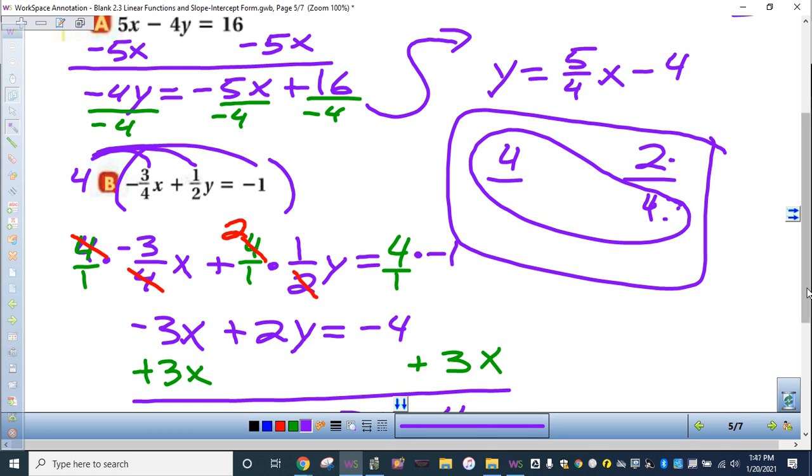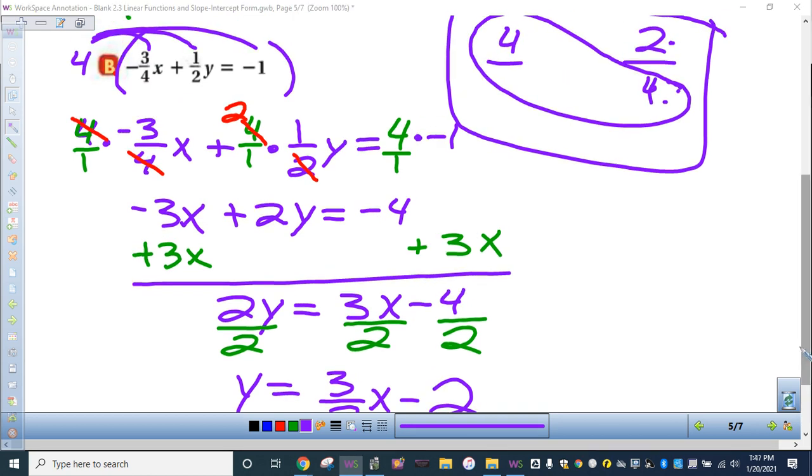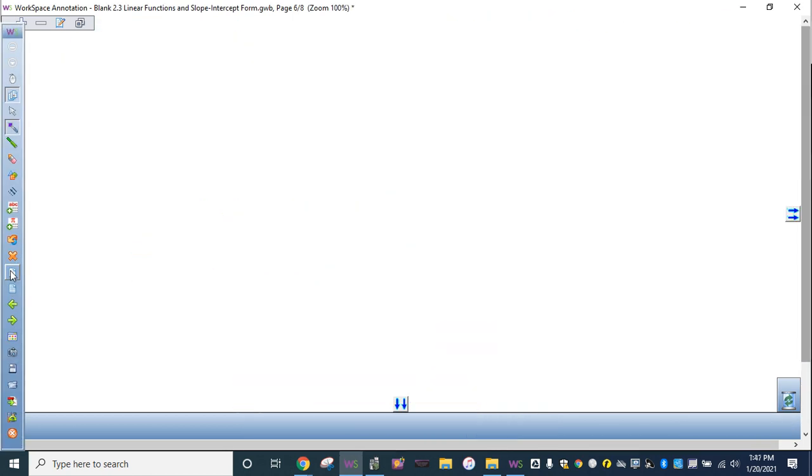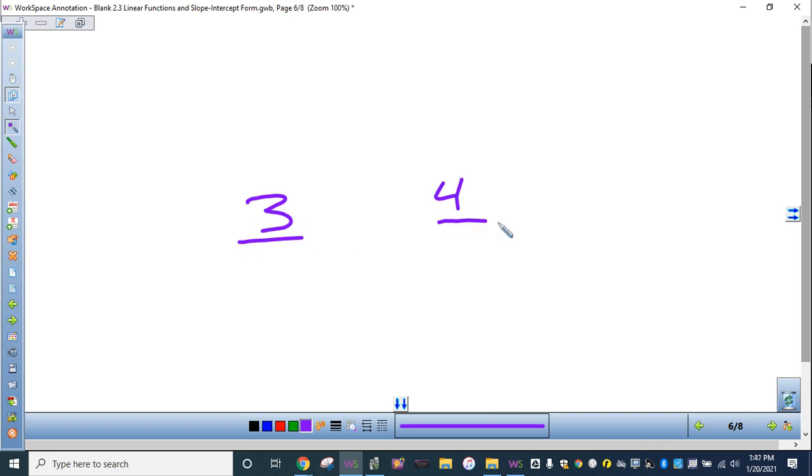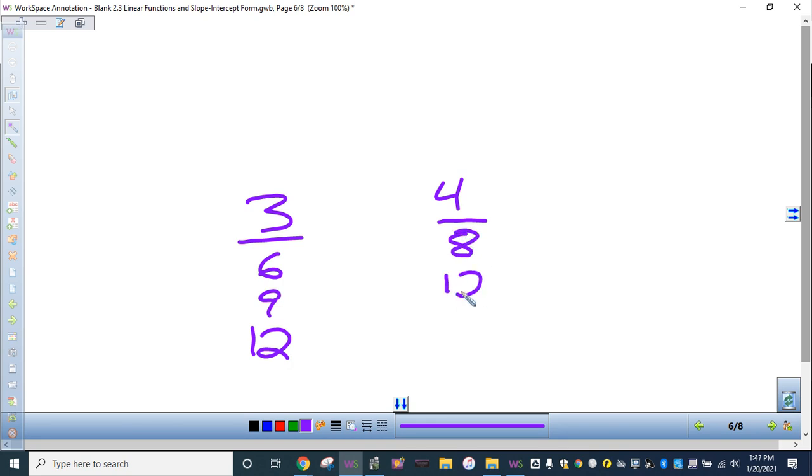Right, so if I did least common multiples, let's just go to a new page real quick just so we can explore that concept. Let's say I had 3 and 4, and I wanted to know what the least common multiple is, so I do multiples of 3. 3 times 1 is 3, 3 times 2 is 6, 3 times 3 is 9, 3 times 4 is 12. 4 times 1 is 4, 4 times 2 is 8, 4 times 3 is 12. So the least common multiple of 3 and 4 is 12. Okay, so that's all we're doing there.